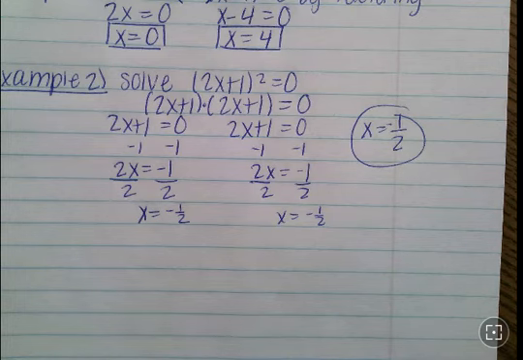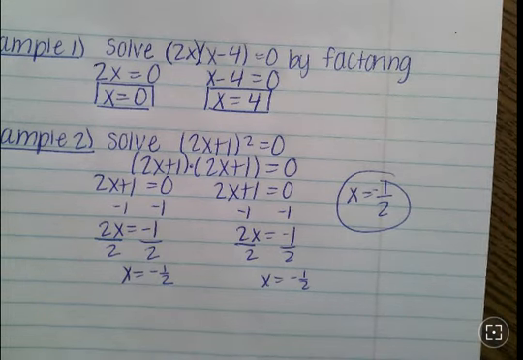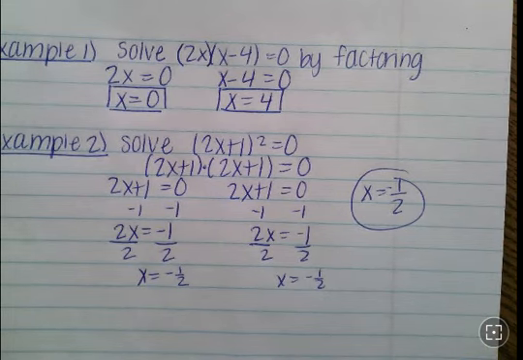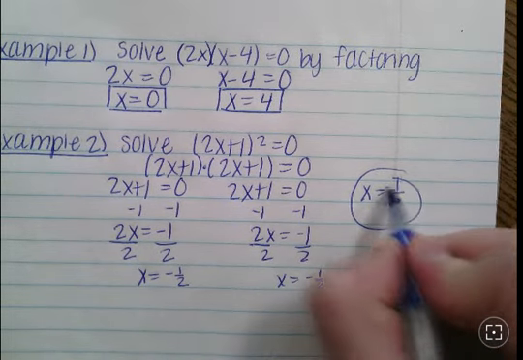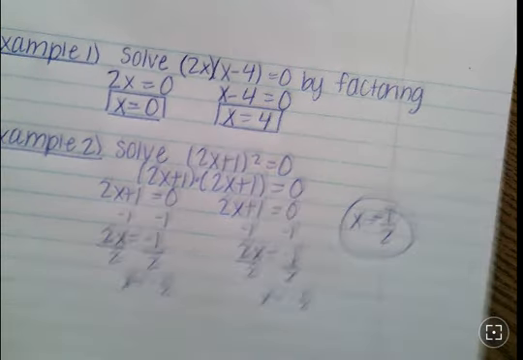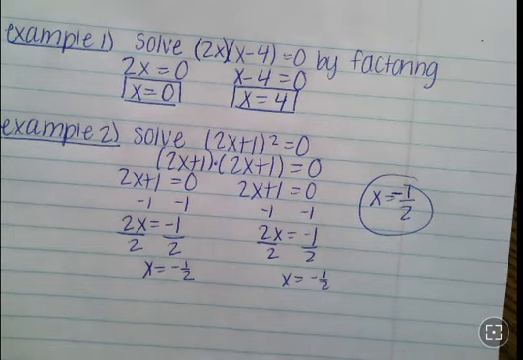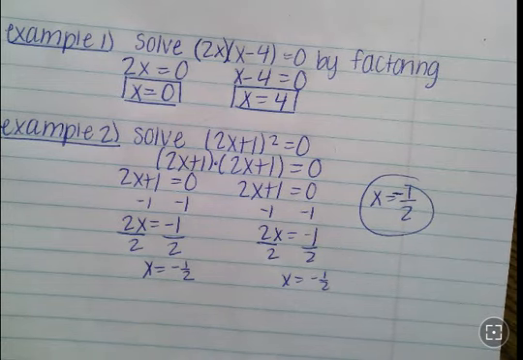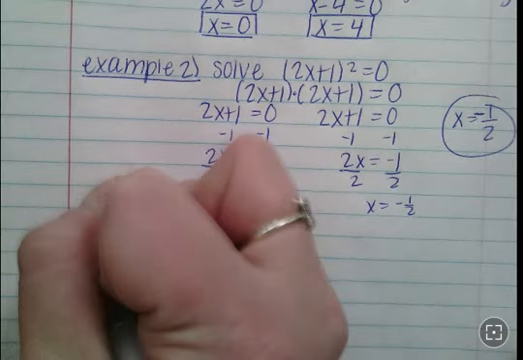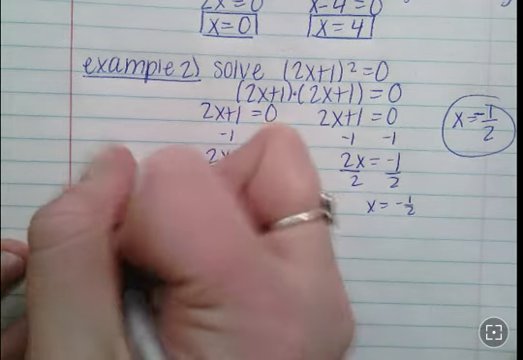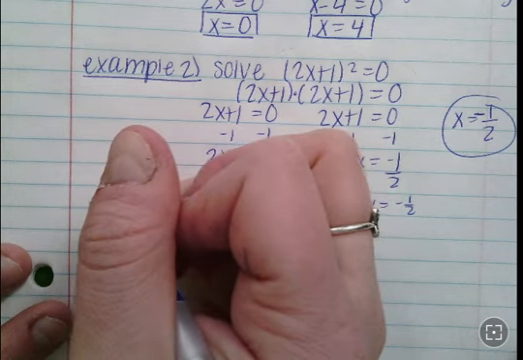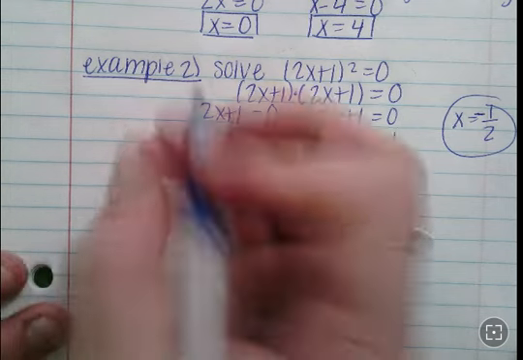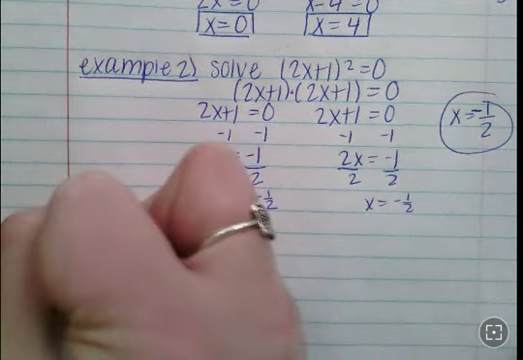So this is an example of having one solution. That means that the vertex of this parabola occurs at the x value of negative 1/2. And you could plug this into the graphing calculator and see that that's how that works. Okay? All right. Now, let's look at example 3.